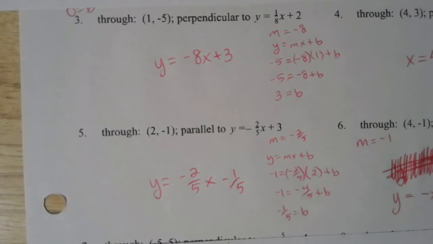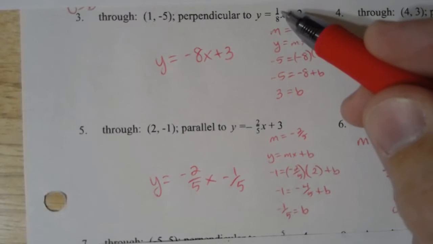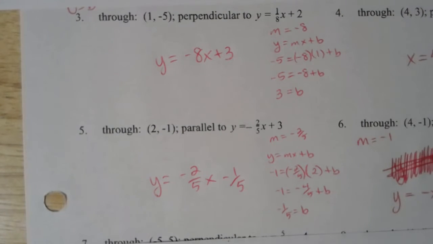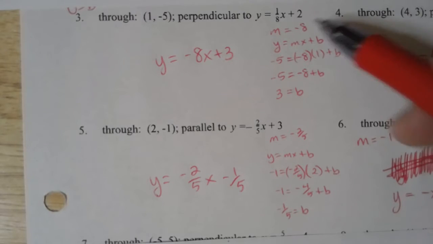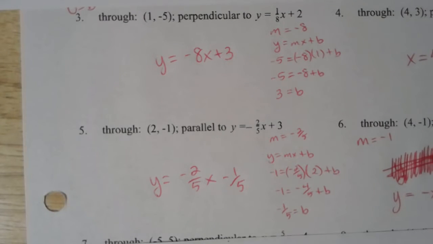We need to write the equation of a line that passes through the point (1, -5) and is perpendicular to the line y = 1/8 x + 2. So first, perpendicular lines, we have to remember about their slopes. Their slopes have got to be opposite reciprocals. The slope of my original line is 1/8, so the opposite reciprocal of 1/8 is going to be -8, or -8 over 1. So -8 is going to be the slope of my perpendicular line.